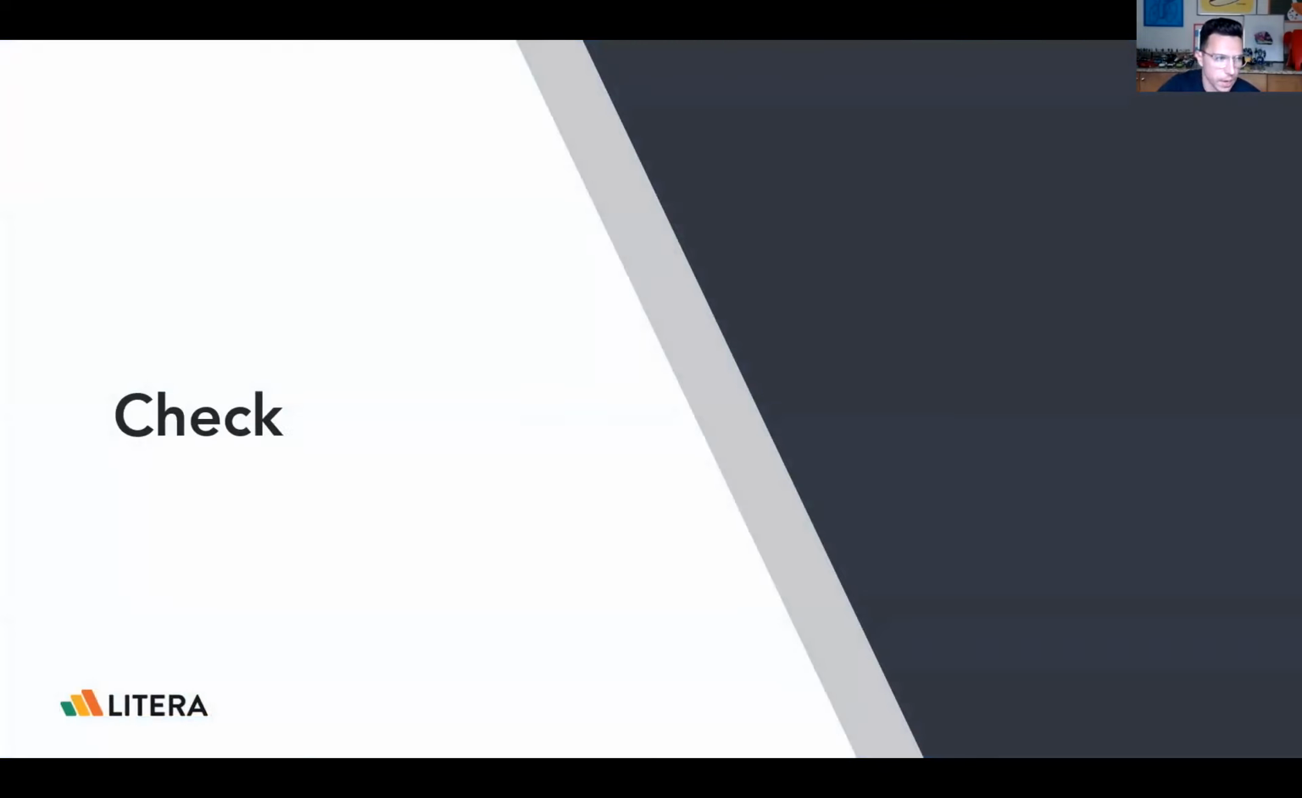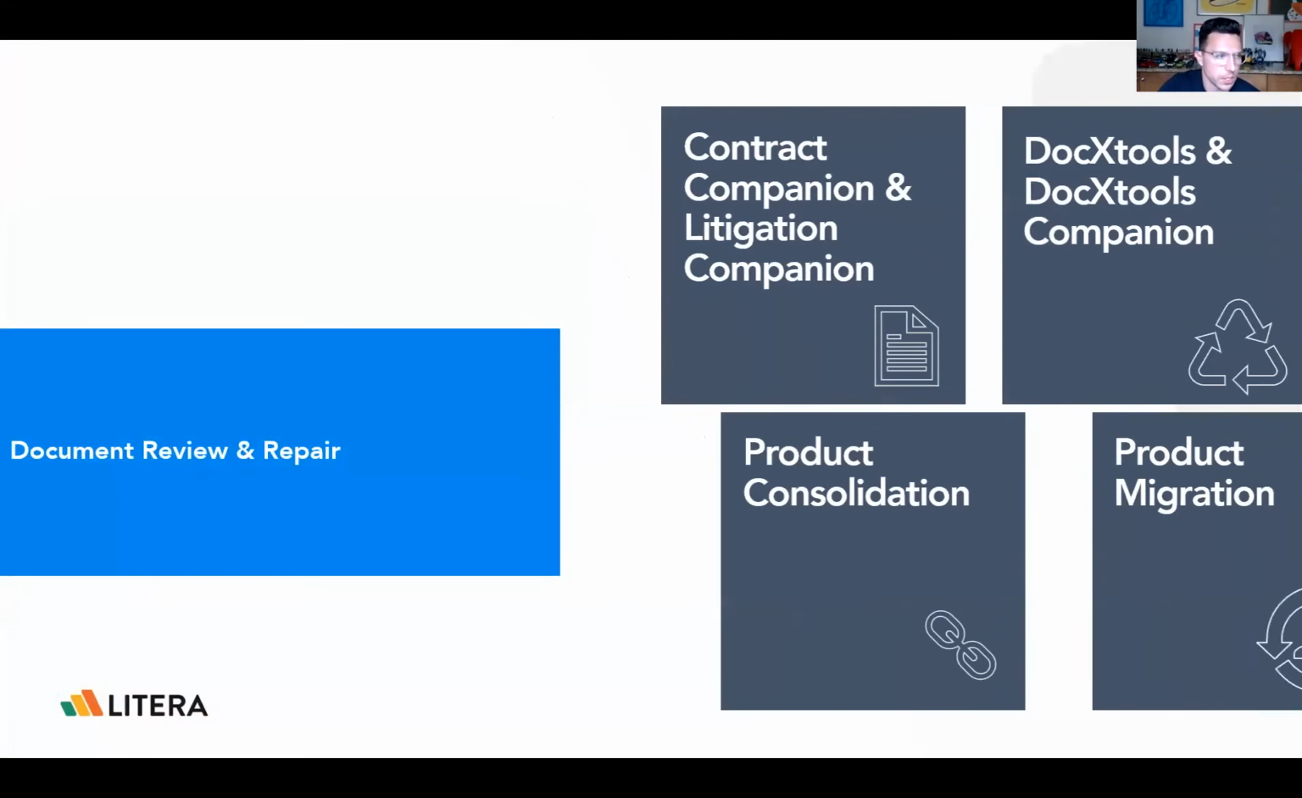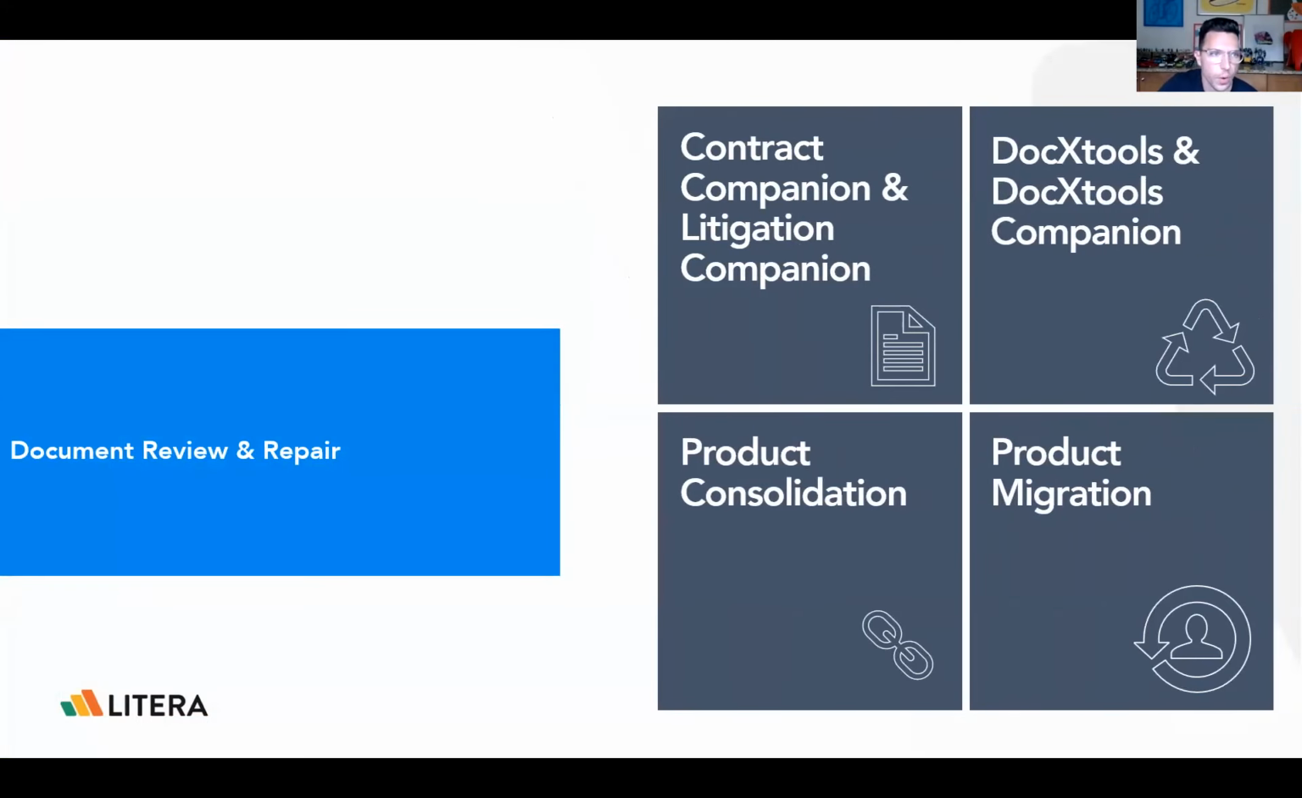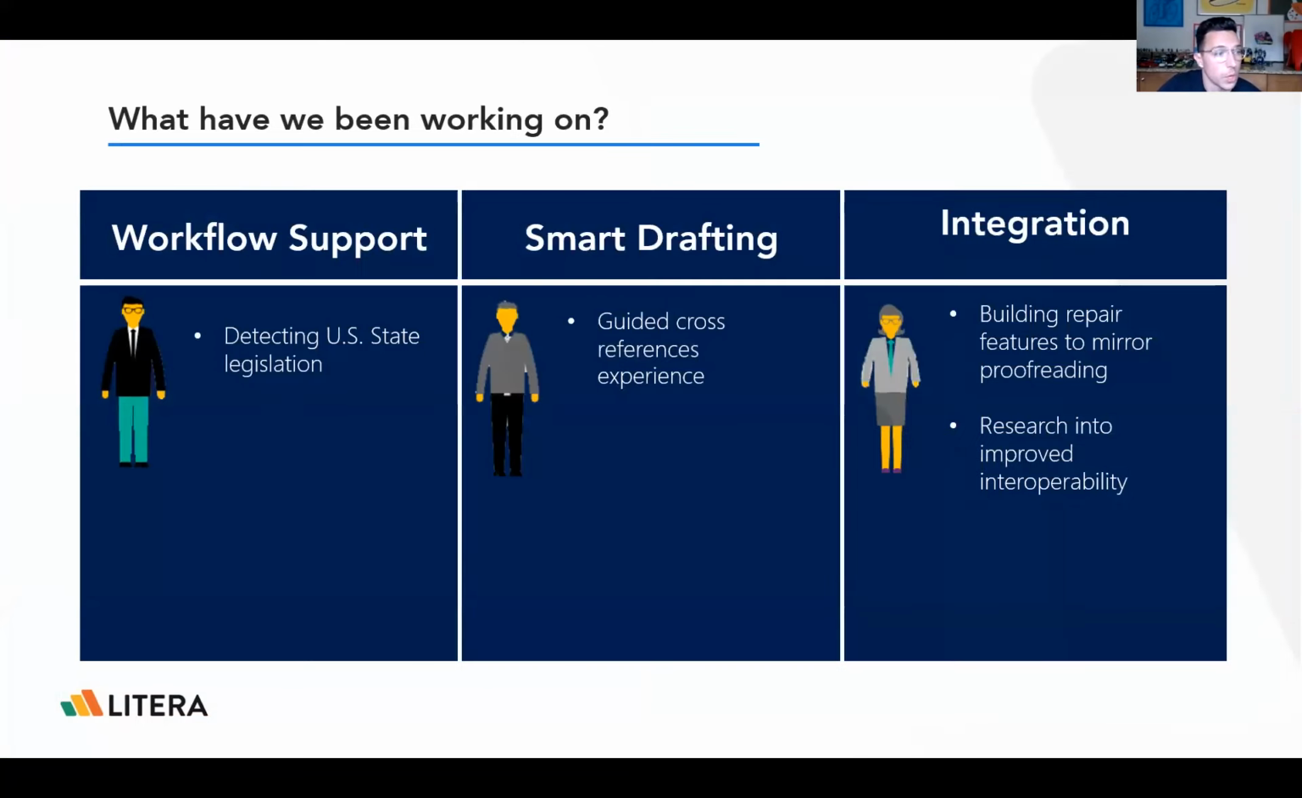Moving on to Check. This is our doc review and repair software, specifically Contract Companion, Litigation Companion, and Docx Tools Companion. As I mentioned, product consolidation and product migration are a focus for us for all products. For Q1, we had yet to buy Best Authority. In Q1, detecting U.S. state legislation, we were beefing up our detection capabilities. So we did complete that in Q1.